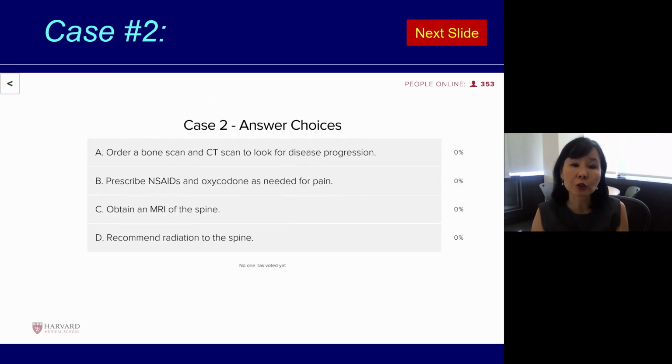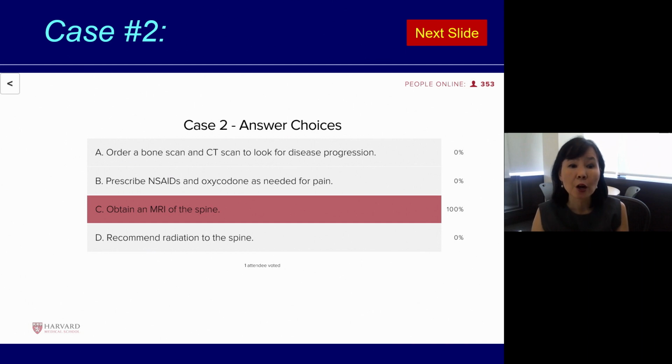So then would you, A, order a bone scan and CT scan to look for disease progression? B, prescribe NSAIDs and oxycodone as needed for pain? C, obtain an MRI of the spine? Or D, recommend radiation to the spine? And I'll give you a chance to answer.